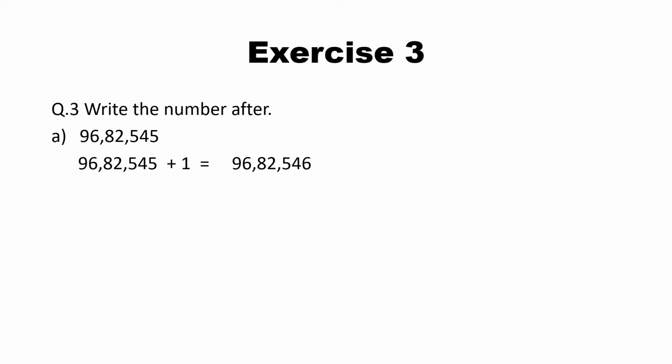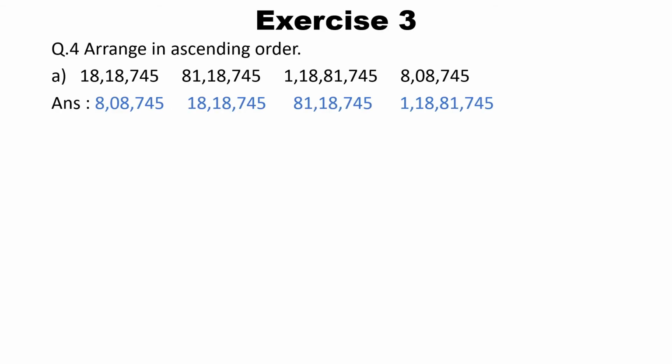Write the number after. If we want to write the number after, we need to add 1. So if I add 1, this 5 will become 6. So it will be 96,82,546.